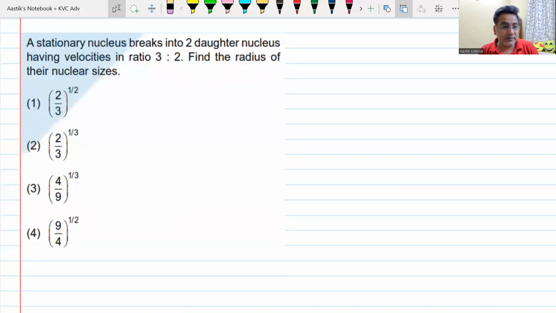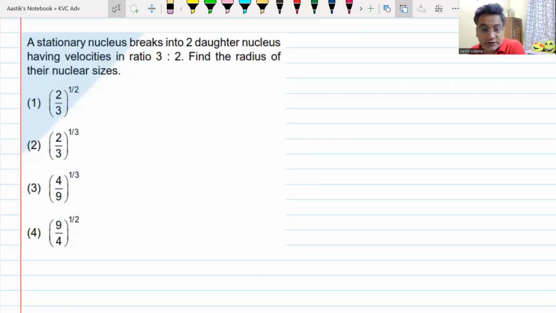Now, this is a question from your 25 January shift 2 paper. Similar question I think we had done. Probably skipped it at that point in time. A stationary nucleus breaks into two daughter nuclei having velocity ratio 3:2. What is the radius of their nuclear sizes? This is 25th January, shift 2.